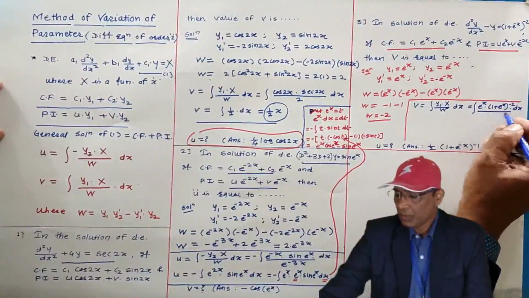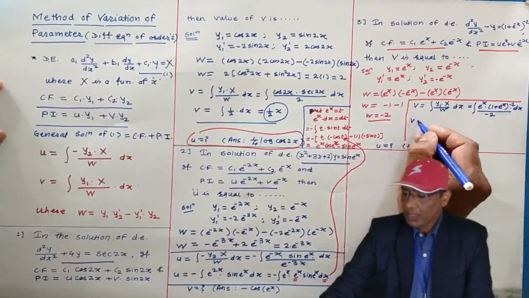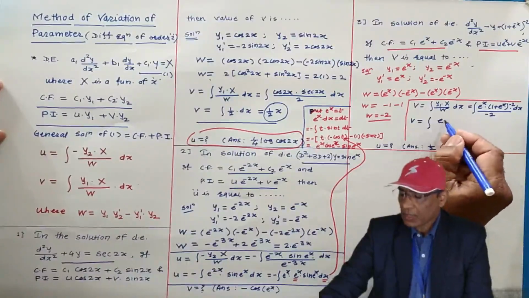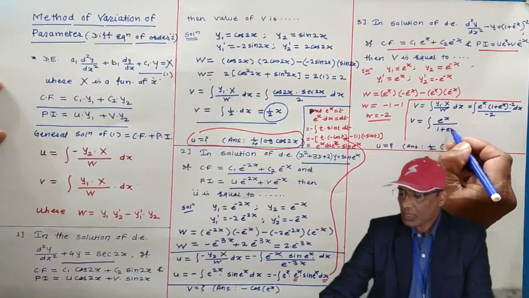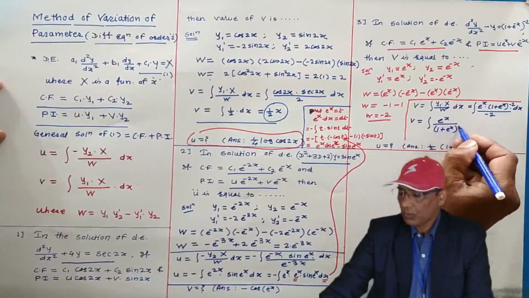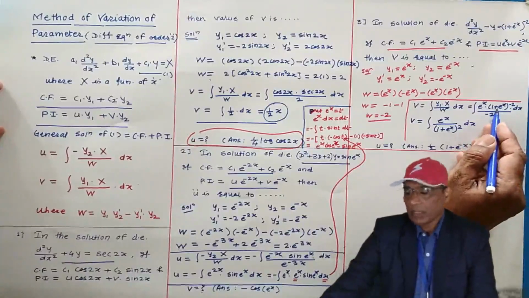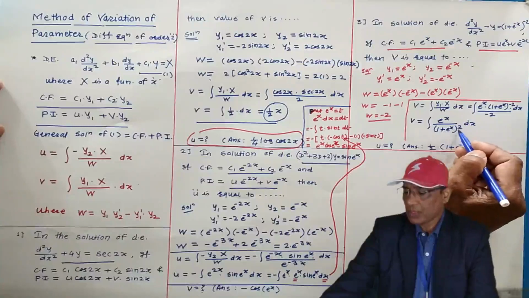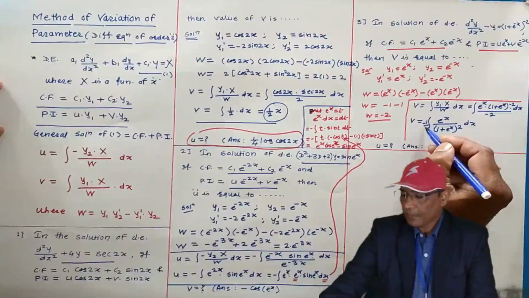This divided by w. W is minus 2 here. Now v is equal to integral e to the power x by 1 plus e to the power x whole power 2. What I have done here, this term I brought in the denominator. This raised to minus 2 means 1 by 1 plus e to the power x raised to 2. Minus 1 by 2 I am taking outside.